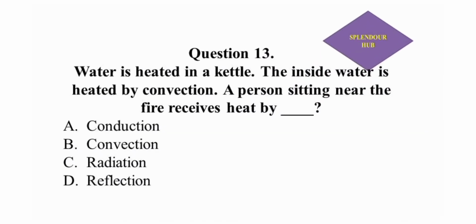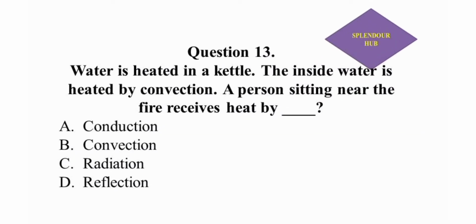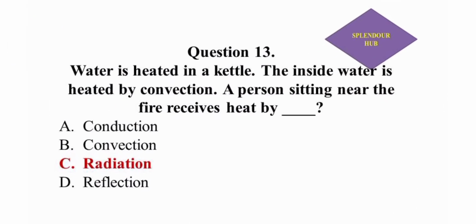Question 13. Water is heated in a kettle. The inside water is heated by convection. A person sitting near the fire receives heat by option A conduction, option B convection, option C radiation, option D reflection. Answer: water is heated in a kettle. The inside water is heated by convection. A person sitting near the fire receives heat by radiation.